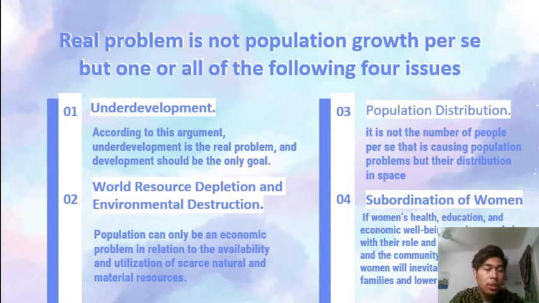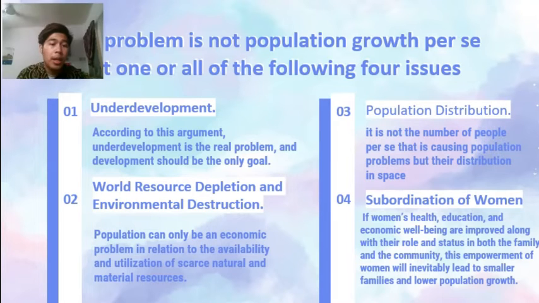According to this argument, underdevelopment is the real problem and development should be the only goal. Number two is world resource depletion and environmental destruction. Population can only be an economic problem in relation to the availability and utilization of scarce natural and material resources.